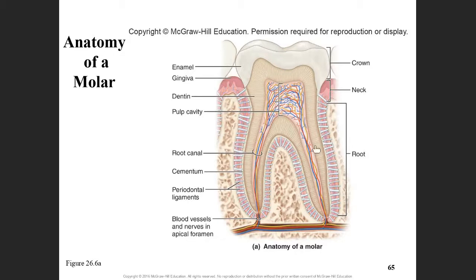And after that, you can see the next part, which is the root, and it's embedded in our jaw. The root of the teeth fits tightly in the dental alveoli. I hope you remember the tooth socket, or the alveolar process of the mandible and maxilla. They are the locations where the root of our teeth can be placed.